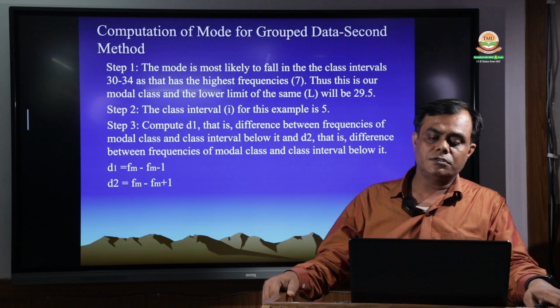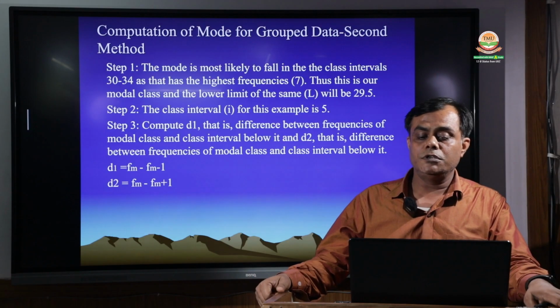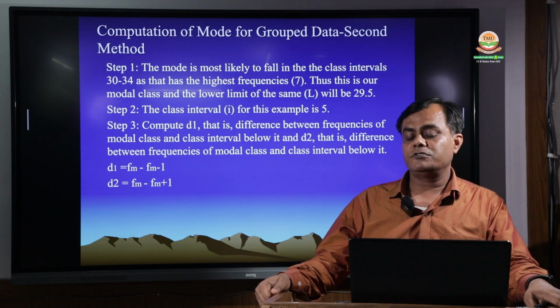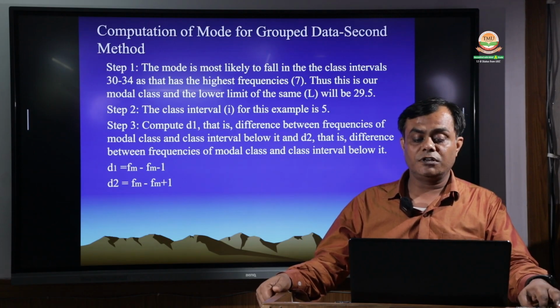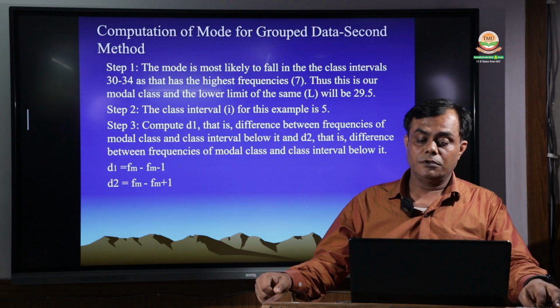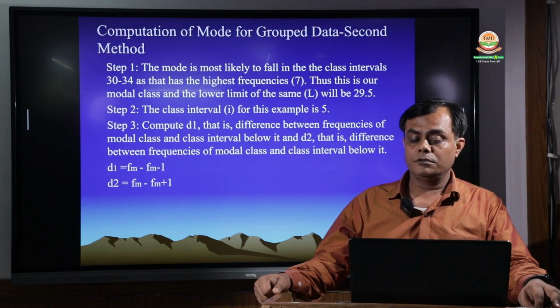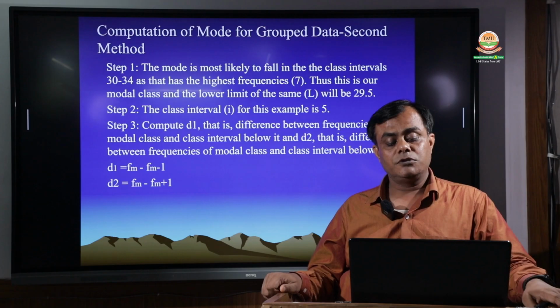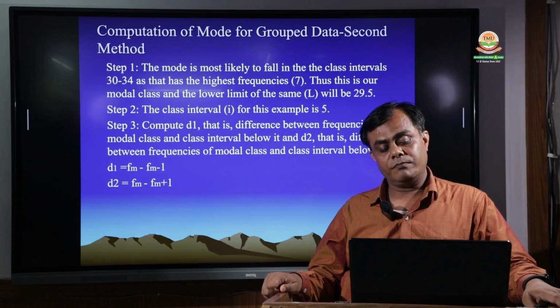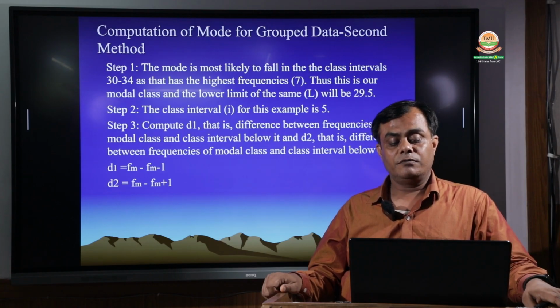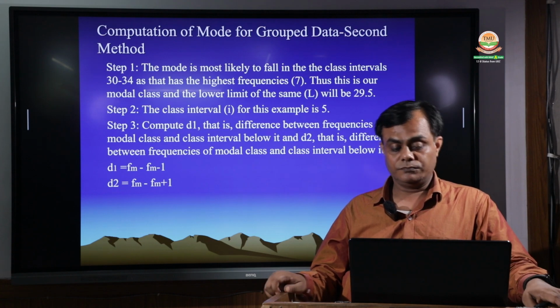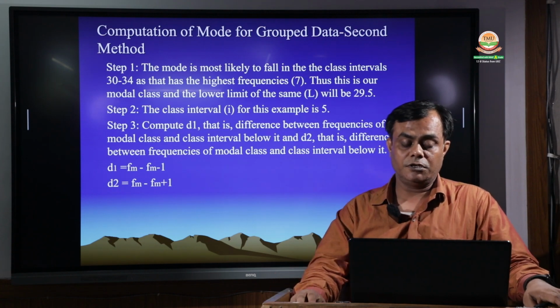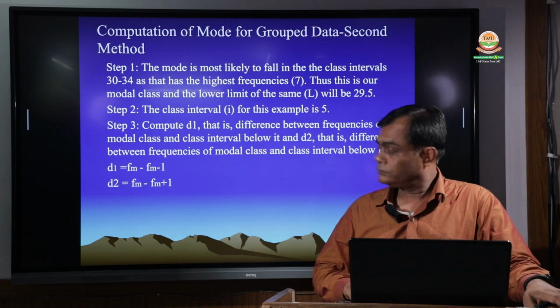And step 3 is to compute D1, that is the difference between the frequency of the modal class and the class interval below it, and D2, that is the difference between the frequency of the modal class and the class interval above it. So D1 is fm minus fm minus 1, and D2 is fm minus fm plus 1. In this way we can calculate D1 and D2.